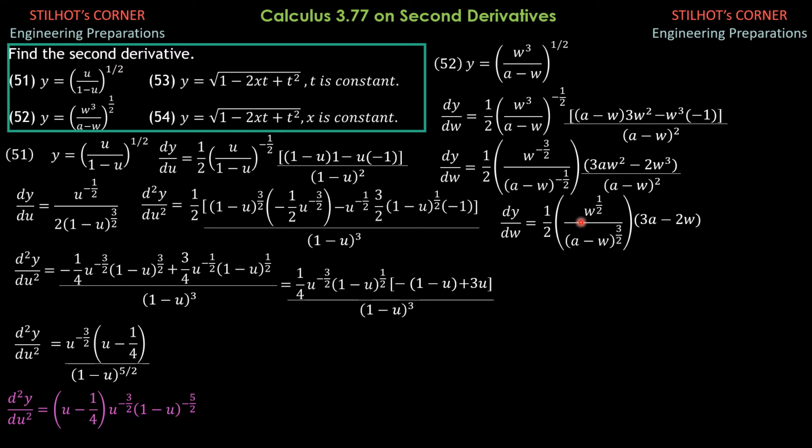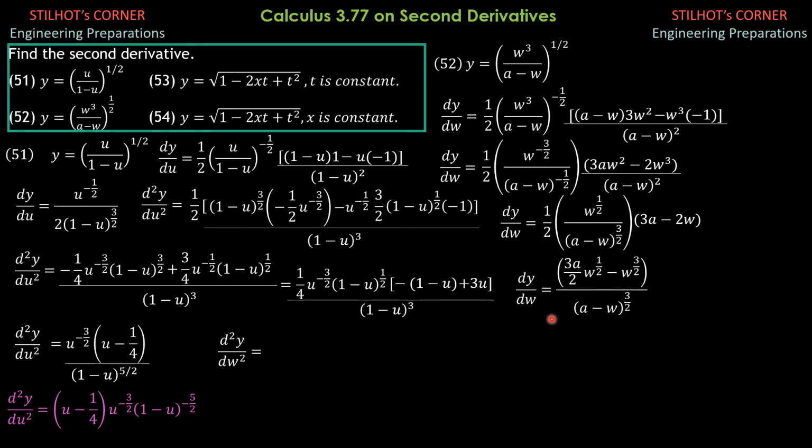So that's it for this part, or let's distribute 1/2 into that. So dy/dw equals 3a over 2 minus w, 3a over 2 w to the 1/2, which is this. Let's distribute also that. Then 1/2 of negative 2w times w to the 1/2 is minus w to the 3/2, all over (a minus w) to the 3/2. So let's have this as our dy/dw, and let's differentiate this again.